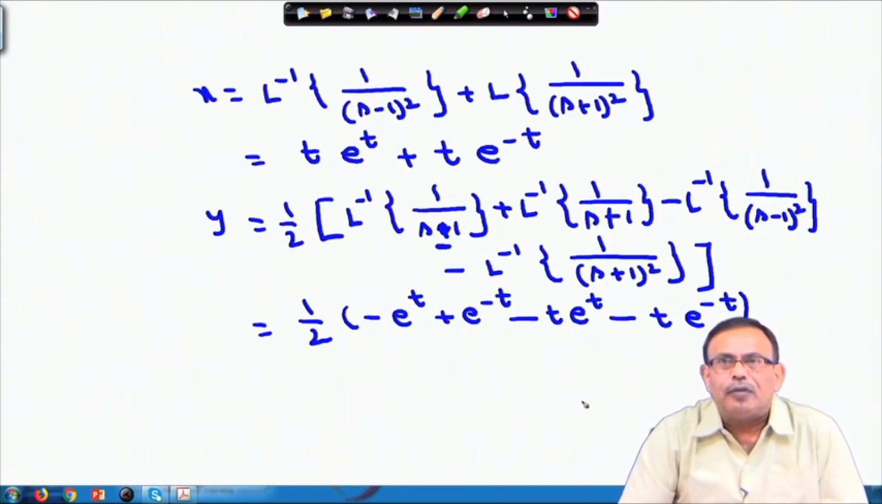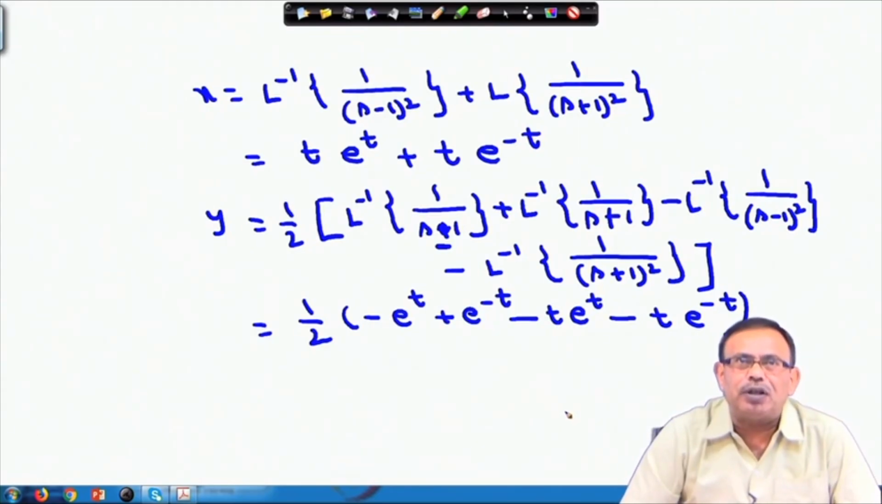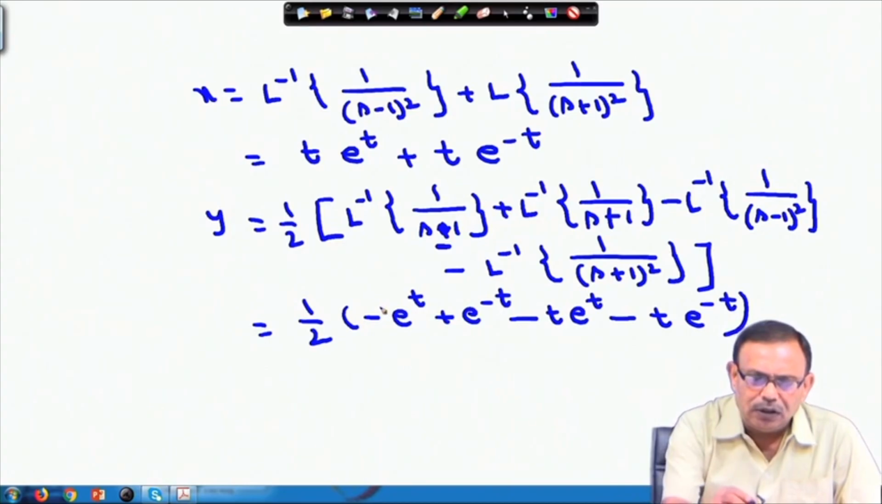So, like this way, whenever you have two simultaneous equations, I apply the Laplace transform on both of them, and I will get two simultaneous algebraic equations. Once I have two algebraic equations, I solve them and find the Laplace transform of x and the Laplace transform of y. Once I have these, using the inverse Laplace transform, I can always find the value of x and the value of y.